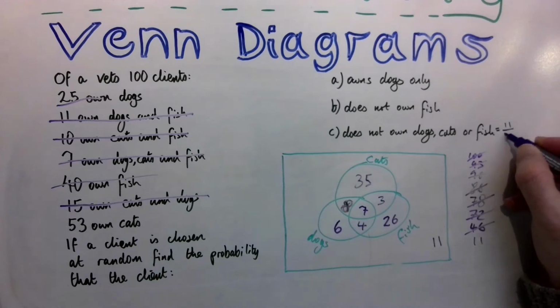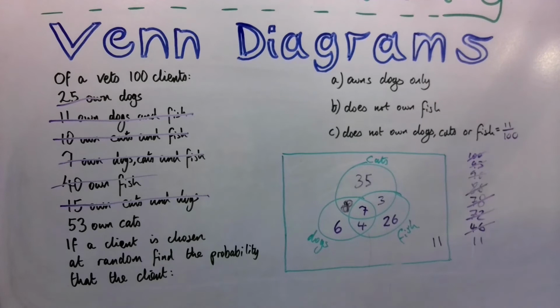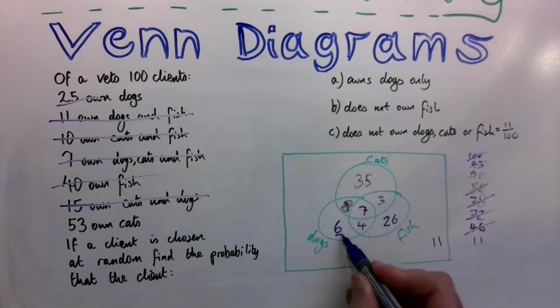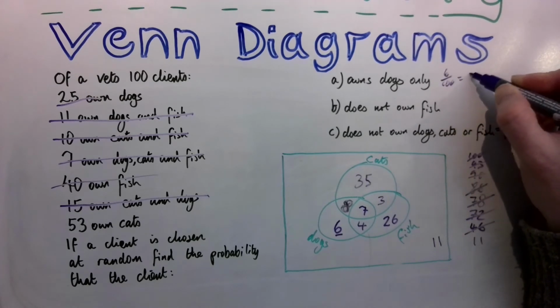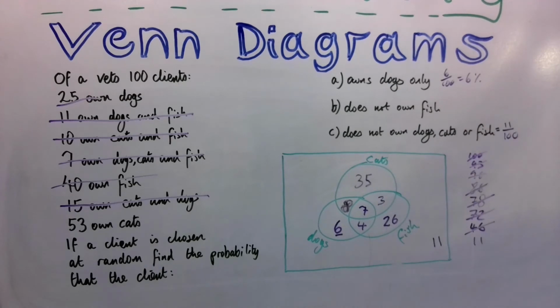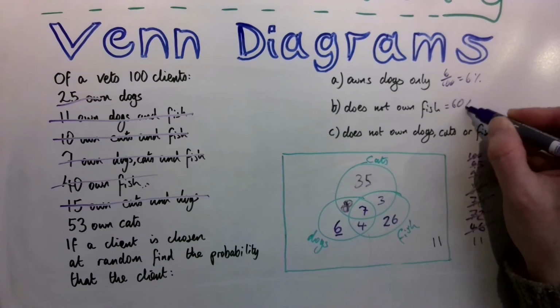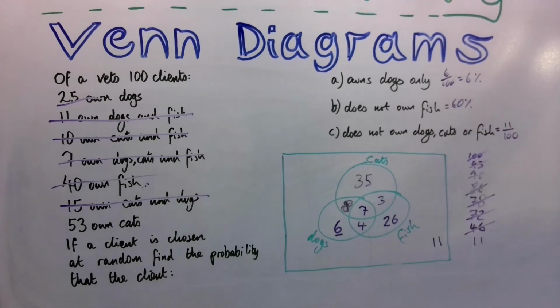That's 11 out of 100. If you want to do 11%, that's fine too. Own dogs only, that's that 6 there, so that's 6 out of 100, or 6%, or 3/50ths if you prefer, or 0.06. Doesn't own fish. Well, that's quite a lot of fish owners, weren't there? Well, we actually know that 40 own fish from there, so it's the other 60, isn't it? So that is 60 out of 100, which is 60%.